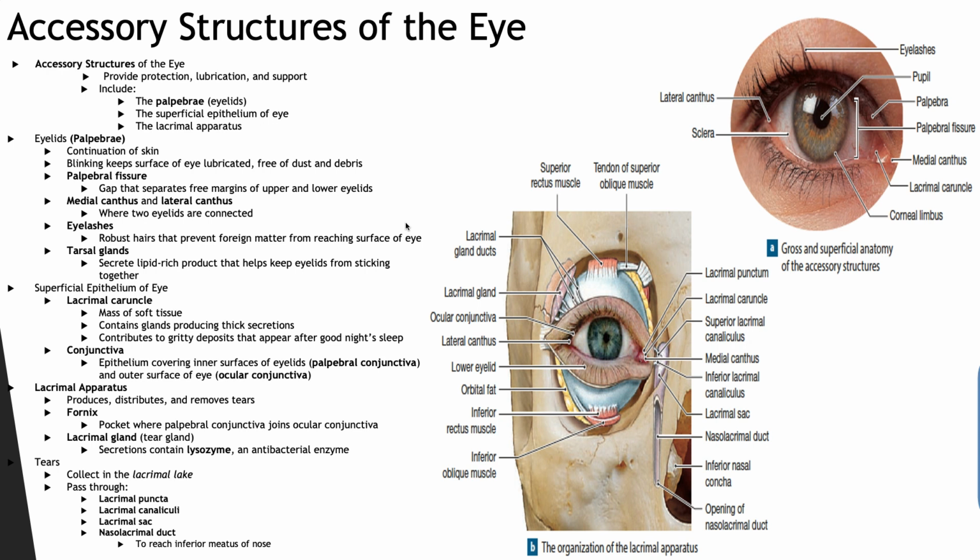The epithelium covering the inner surfaces of the eyelids and the outer surface of the eyeball is called the conjunctiva. It is a mucous membrane covered by a specialized stratified squamous epithelium. The palpebral conjunctiva covers the inner surface of the eyelids. The ocular conjunctiva, or bulbar conjunctiva, covers the anterior surface of the eye.